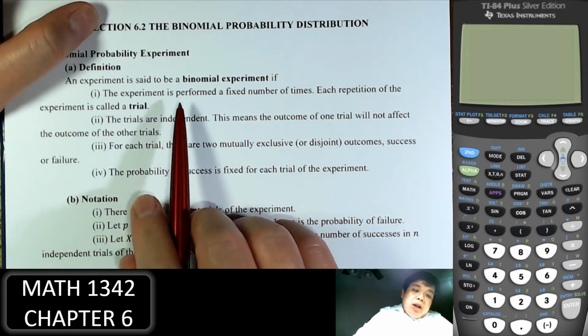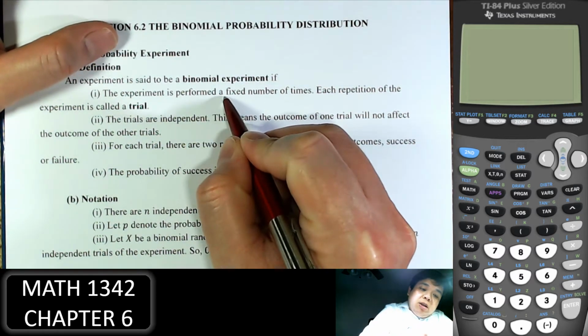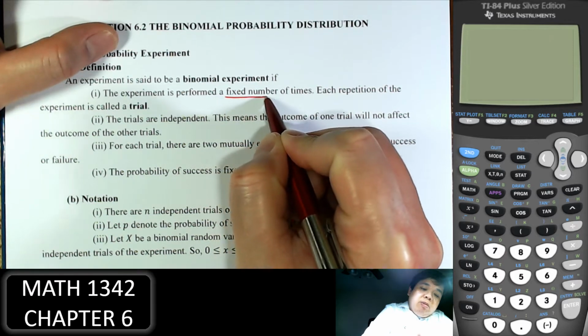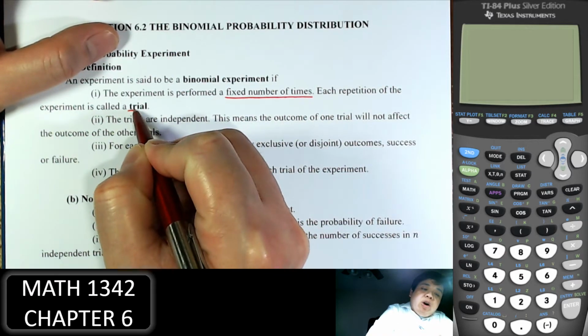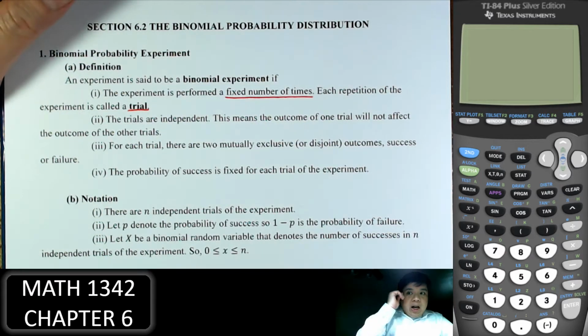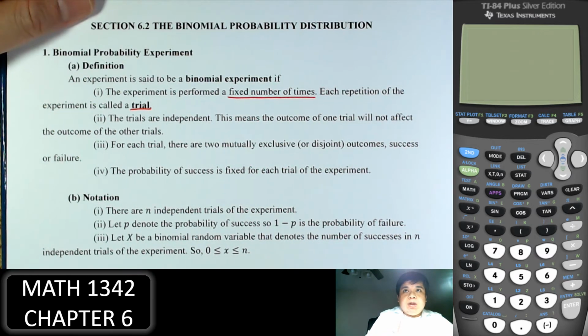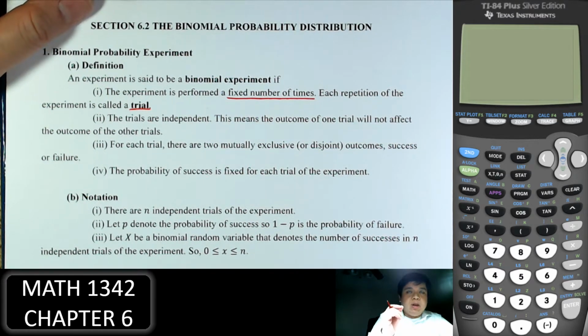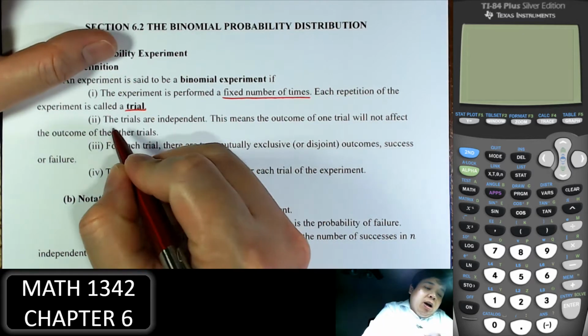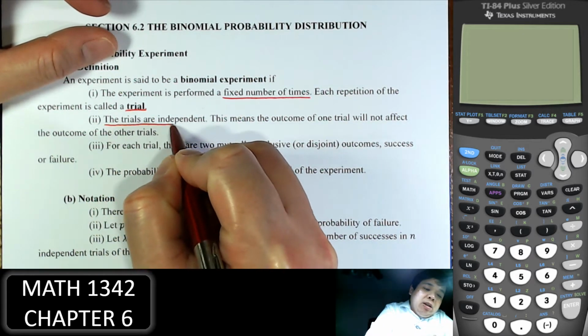The experiment is performed a fixed number of times. So, for the fixed number of times, or we call trials, fixed number of trials. Like if we flip the coin 10 times, we know exactly that it will be 10 times, not more, not less. The trials are independent.